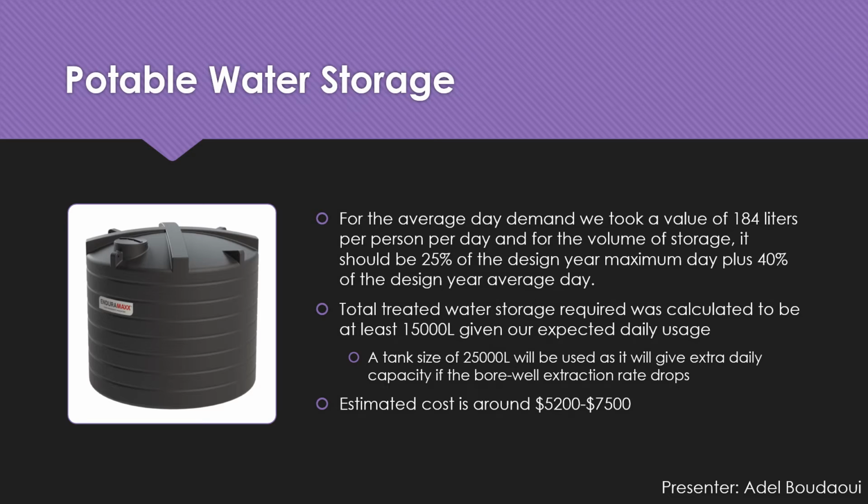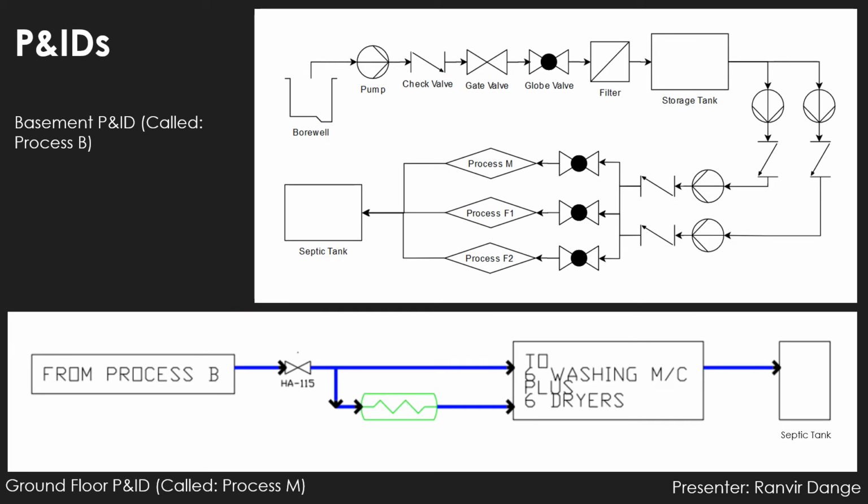To add extra safety to this design, the team selected a 25,000 liter tank instead. This gives headroom for residential consumption should the bore well have a long period of reduced production. This change was incorporated given that tanks of this size have been found to cost between only 5,200 and 7,500 Canadian dollars. These prices reflect a very small fraction of the overall construction cost, but tremendously add to the safety and reliability of the distribution system. The following two slides show the PNIDs for the water delivery system.